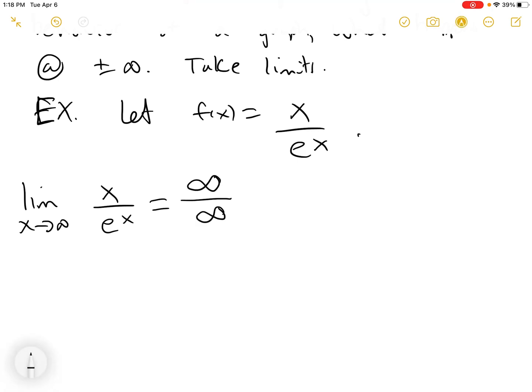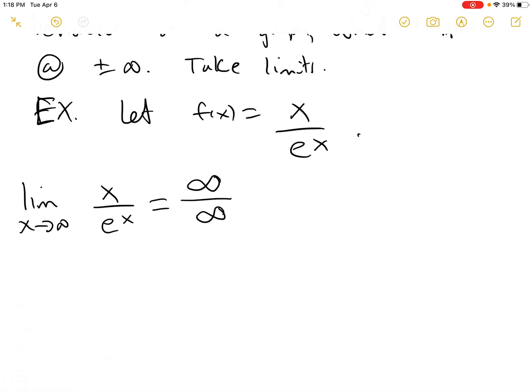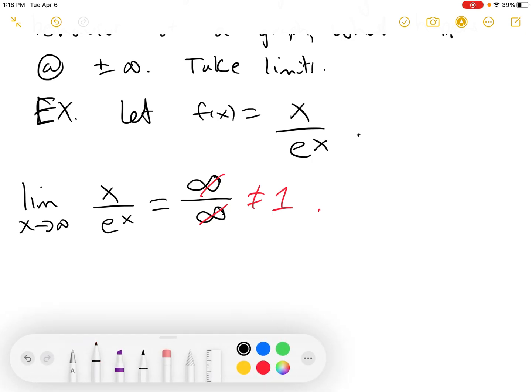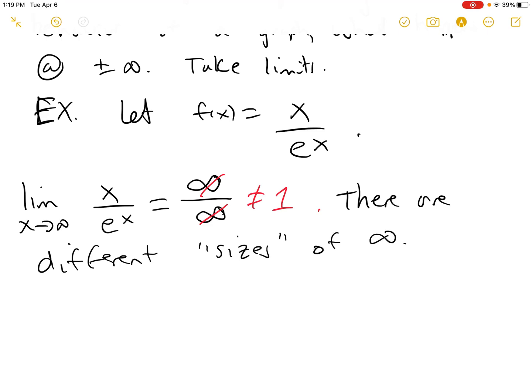Now, unlike other numbers, this is not equal to 1. You can't do that. And that's because, believe it or not, there are different sizes of infinity. Some infinities are bigger than others.